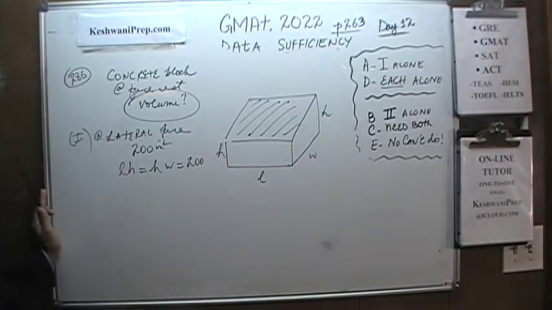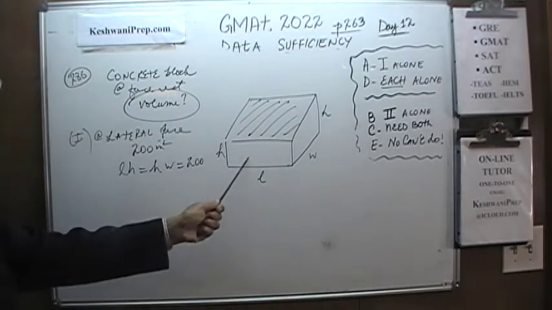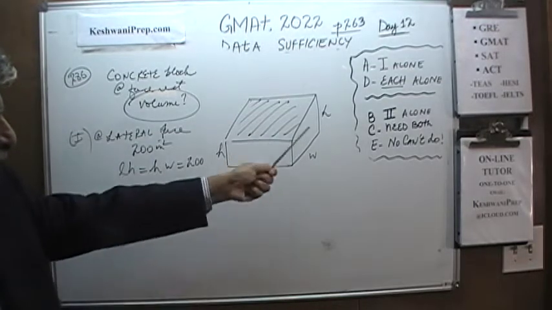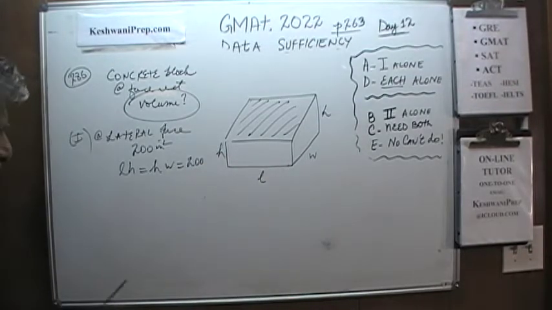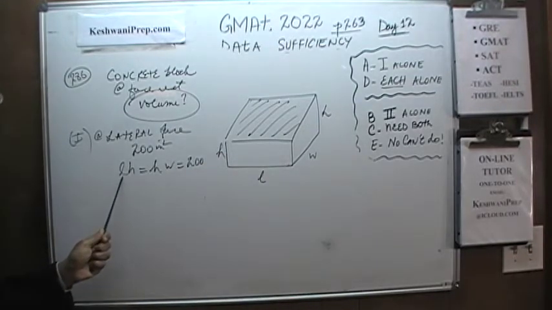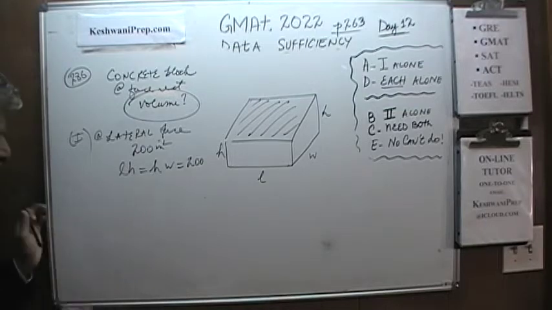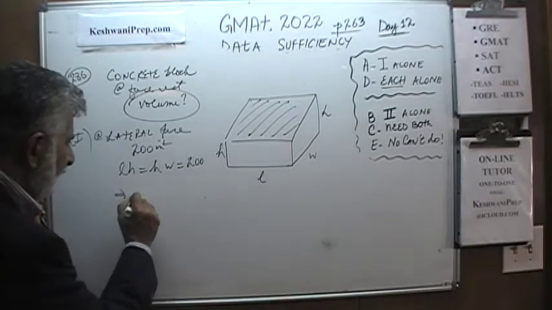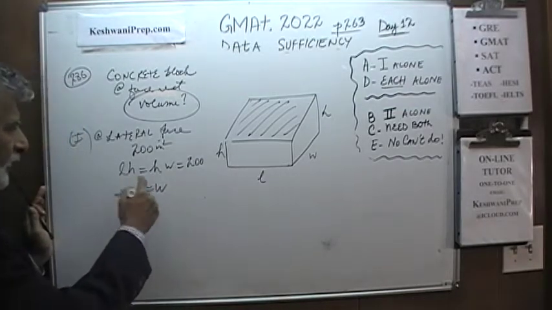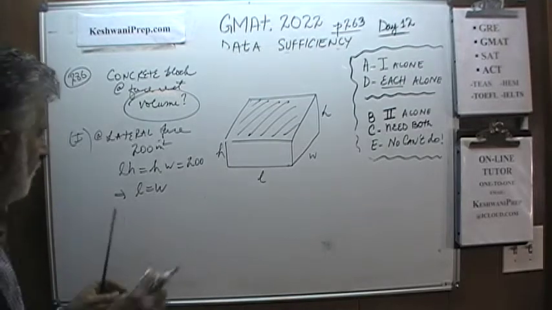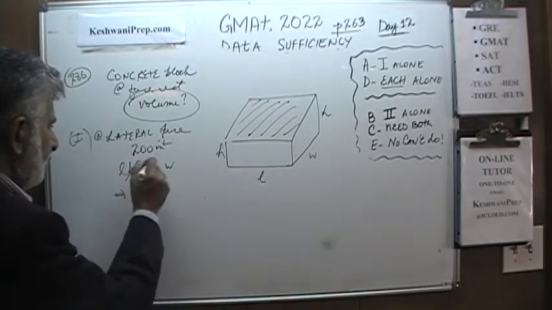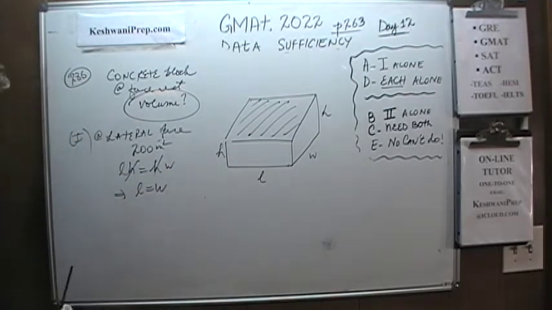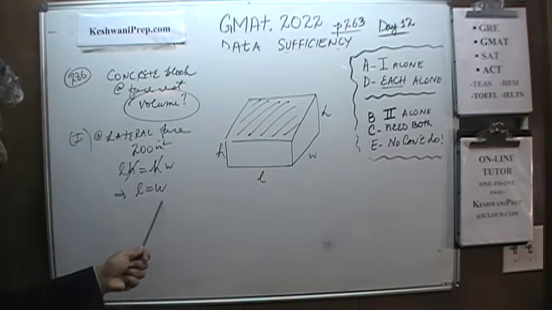Let's see what we can get out of it. First thing we get out of it is that the area of each of these four faces, the front, the back, the left, and the right, is 200. The second thing is that because length times height is the same as height times width, that in itself also tells us the length must equal the width. If we just look at this part, we can cross out the height, divide both sides by height. So we know length and width are equal to each other.